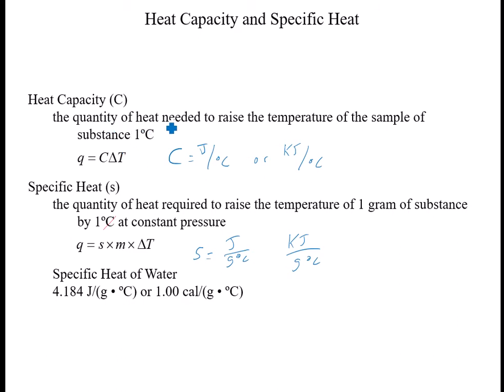Other than that, they're basically the same definition. It's the quantity of heat to raise the temperature of a sample 1 degree Celsius, and we are in chapter 6, so we're back to degrees Celsius, versus this one, which has to raise the temperature of 1 gram of substance by 1 degree, at constant pressure. The specific heat of water was originally done for calories, so the specific heat was set at 1 calorie per gram degree C. And then to go from calories to joules, it's 4.184 joules per gram degree C.